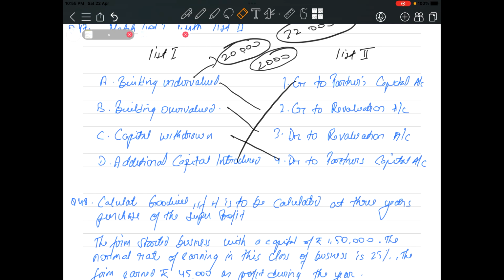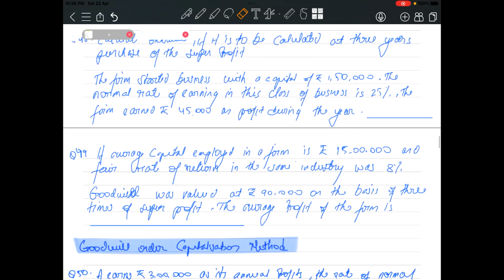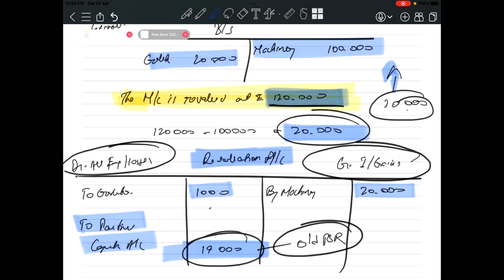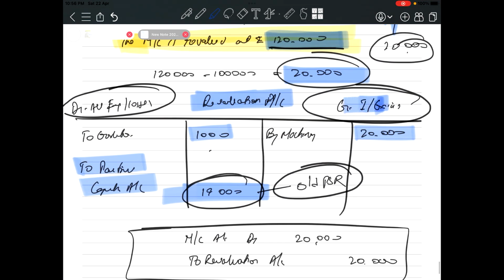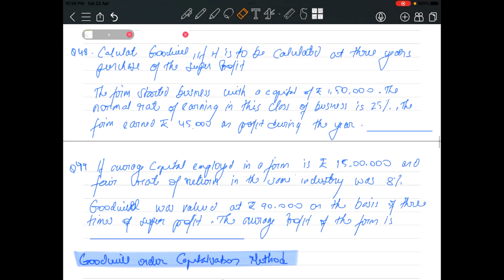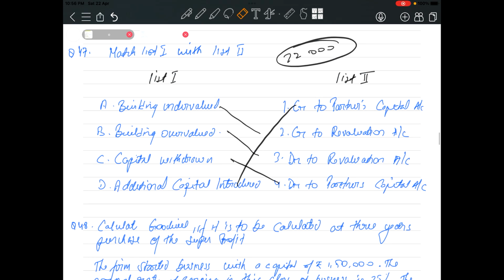You may have a problem with this, right? Building undervalued and overvalued is simple. Undervalued means it has been undervalued in our books. Now we'll have to bring the building to the correct value. So if the value is less than the actual value, it will be a gain for us. So it will go to the credit side of the revaluation account. I have discussed that all the gains will come to the credit side. I hope this is clear. You can note this down if you want.